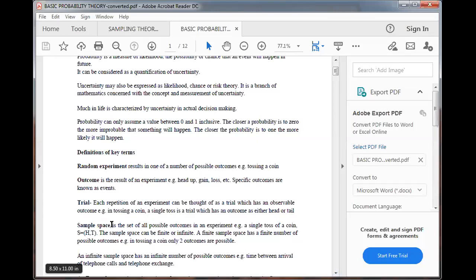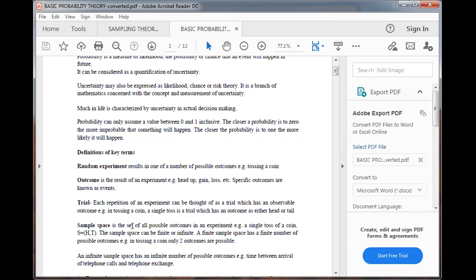Then we have what we call the sample space. The sample space is a set or group of all the possible outcomes that can come from an experiment. For example, if you are in a match, the sample space is you win, you lose, or you draw. There is no other outcome that can come out of the three. Those are all the possible results. So a set of all the possible outcomes is what we call the sample space.